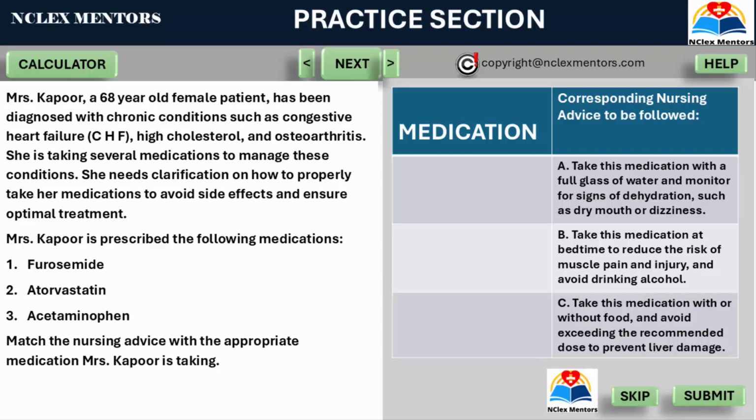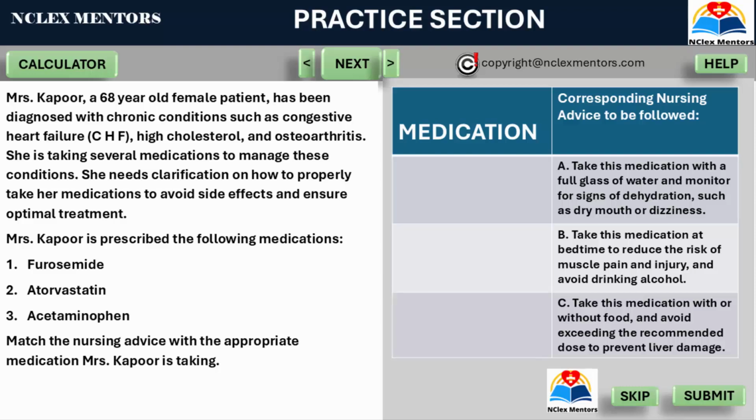1. Furosemide, a diuretic for managing fluid retention due to CHF. 2. Atorvastatin, a statin to control her cholesterol levels. 3. Acetaminophen, a pain reliever for osteoarthritis pain management. Match the nursing advice with the appropriate medication Mrs. Kapoor is taking. The options given on the screen are Option 1, furosemide. Option 2, atorvastatin. Option 3, acetaminophen.